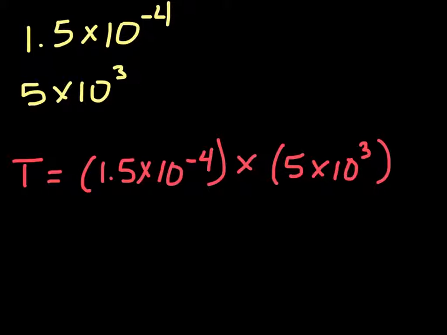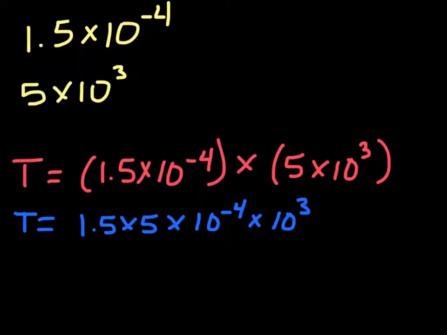First, we have to use the commutative and associative properties of multiplication. Remember what that means? That means we can rearrange this problem, because everything's multiplied by everything else, so it doesn't matter in what order we do the work. So let's group likes together to make our job a little easier: 1.5 times 5 times 10 to the negative 4th times 10 to the 3rd. Just got a lot easier, didn't it?